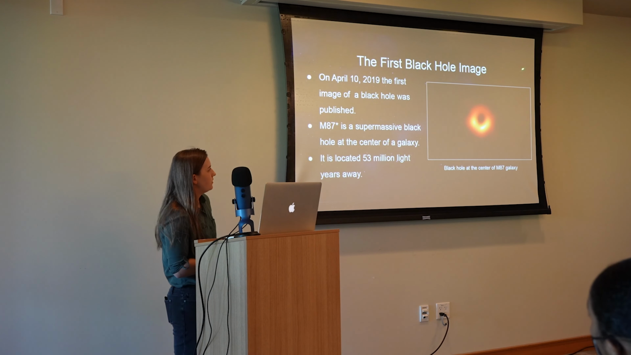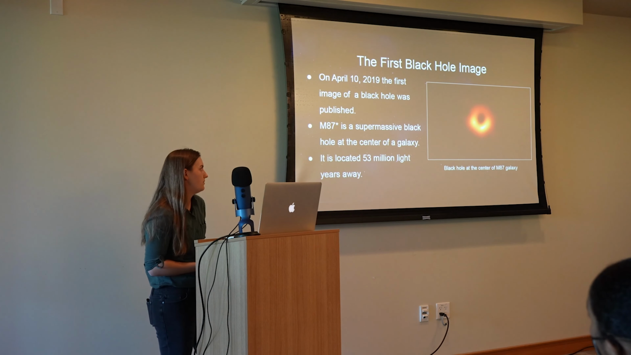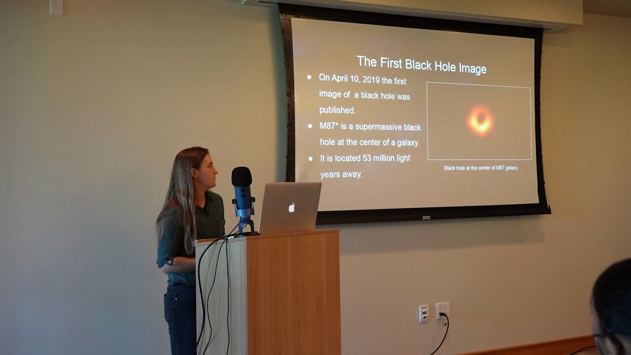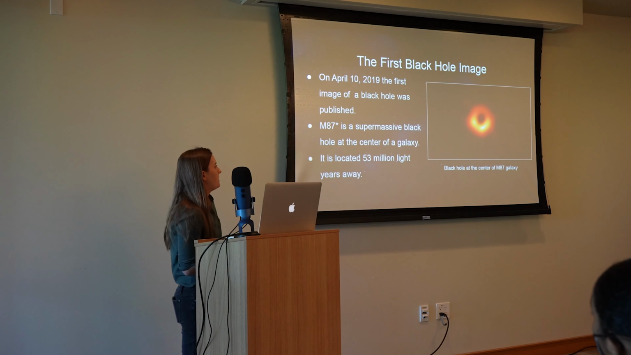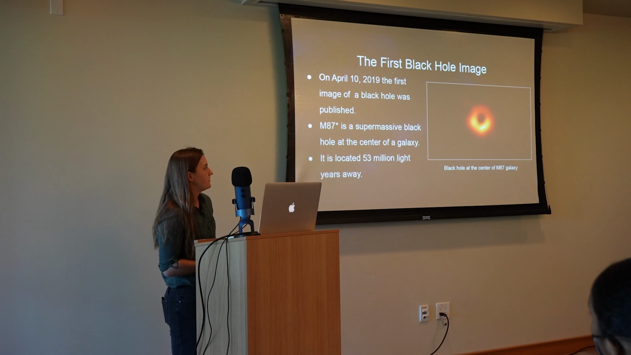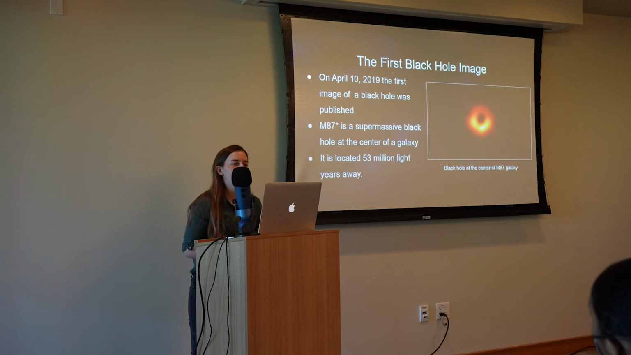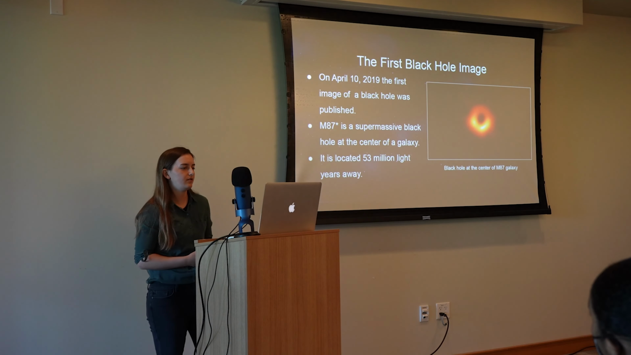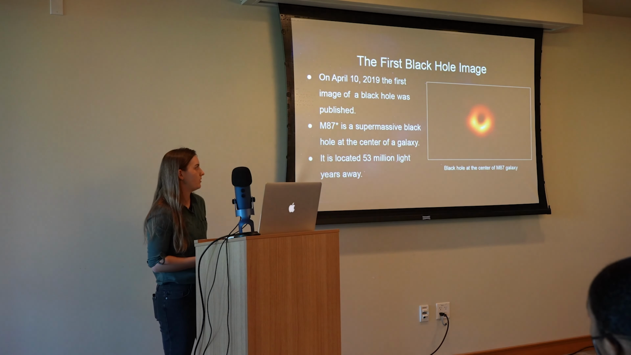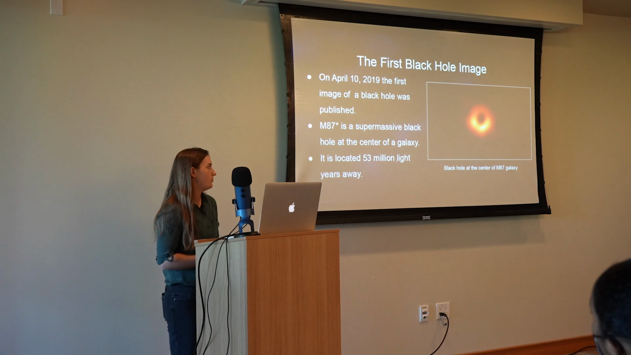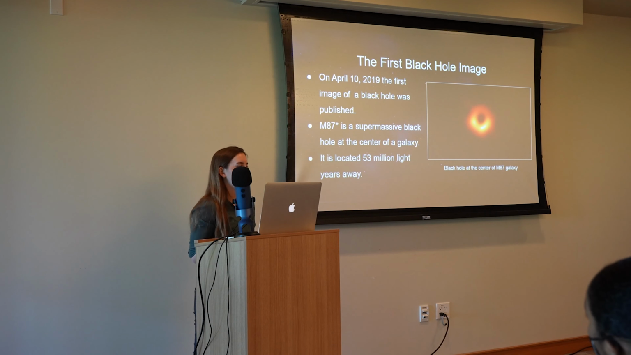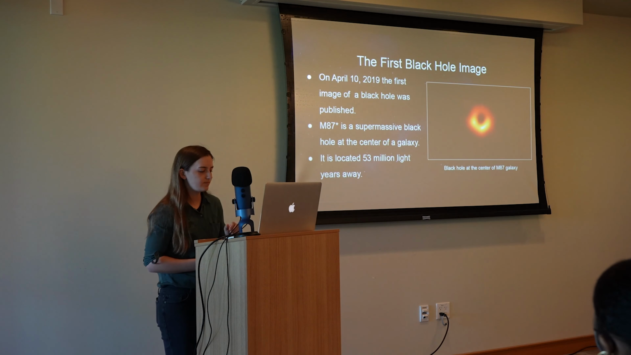In the center of the photo is the shadow of the black hole, and this is where light is unable to escape. Surrounding that is a glowing disk, which is called the accretion disk, and this is made up of gas and dust particles that are orbiting the black hole. So we're unable to directly see the black hole, but we can see particles that are around it and locate where it is.